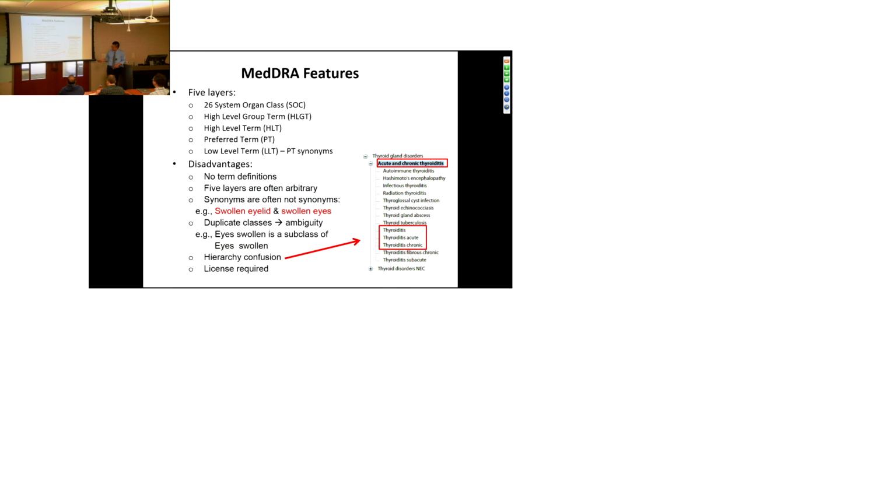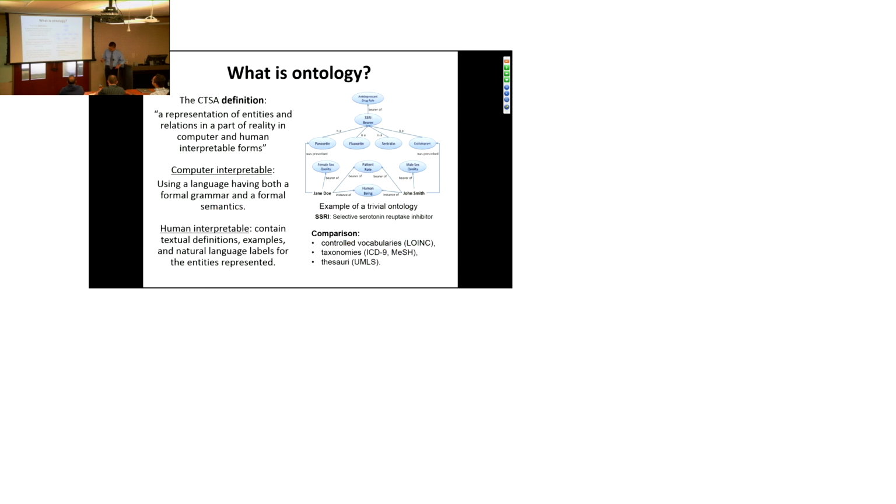And even in addition, you have to buy a license. For the USA, it's no problem. But if you want to use it for commercial purposes, you may have to pay a license, and for many other countries, you cannot use it. So many issues. So let's see, what is ontology?